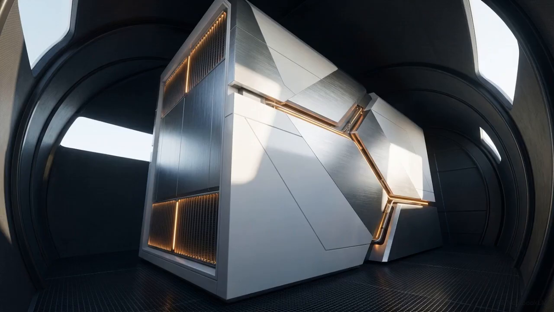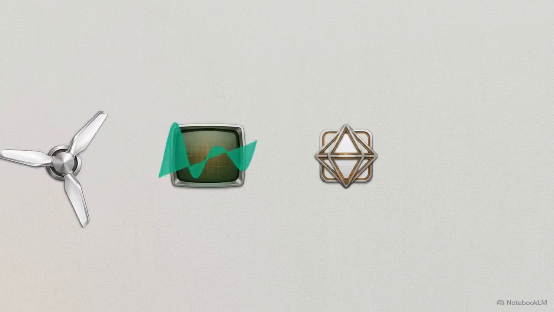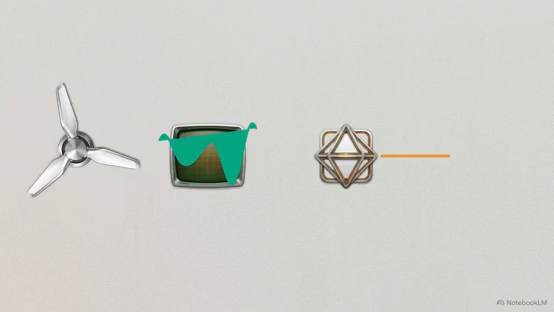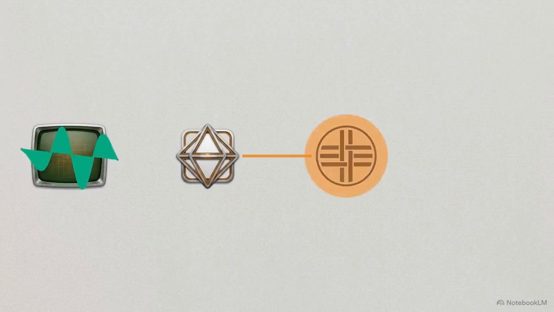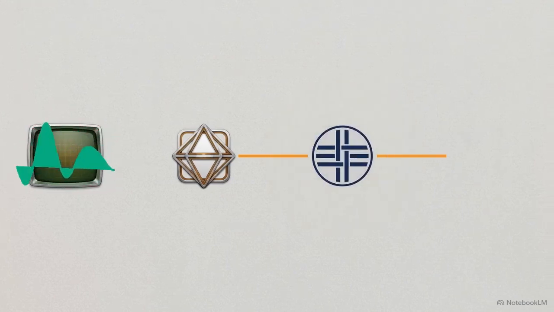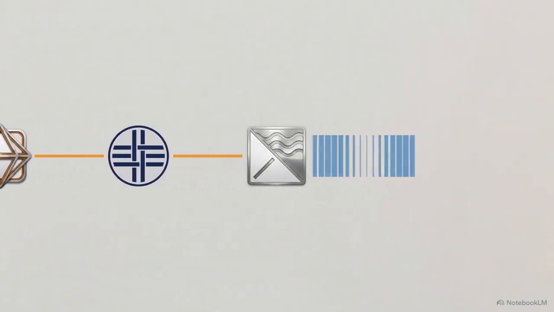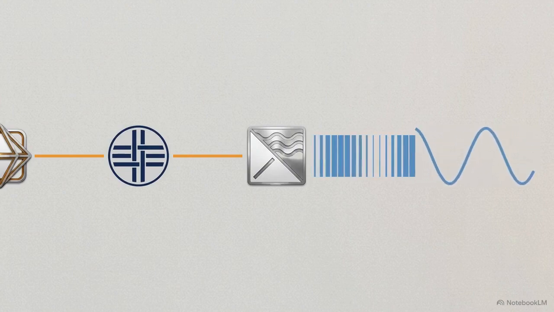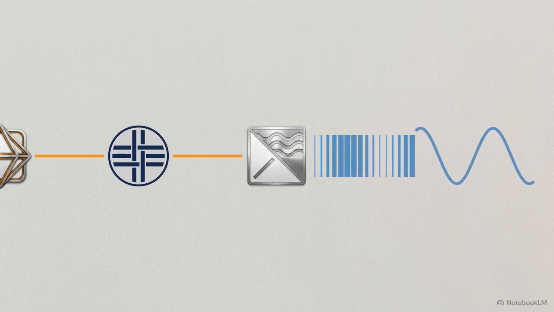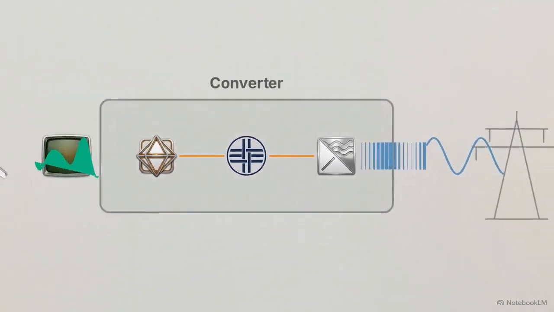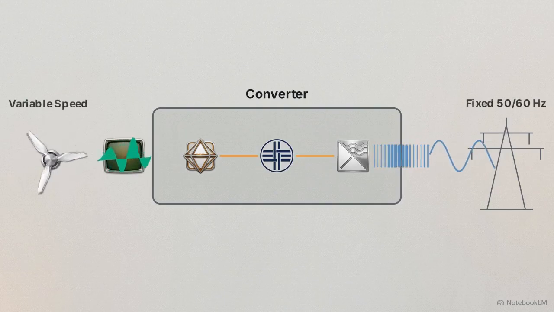The back-to-back converter serves as the critical electrical intermediary that resolves this synchronization problem. First, a rectifier takes chaotic AC from the generator and flattens it into direct current. This stores in a DC link capacitor, acting as an energy buffer. Finally, an inverter uses pulse width modulation to chop this DC into a perfectly synthesized grid-compliant AC wave. This power electronic sequence decouples the aerodynamic speed of the rotor from the electrical frequency of the grid, allowing both to operate at peak efficiency independently.